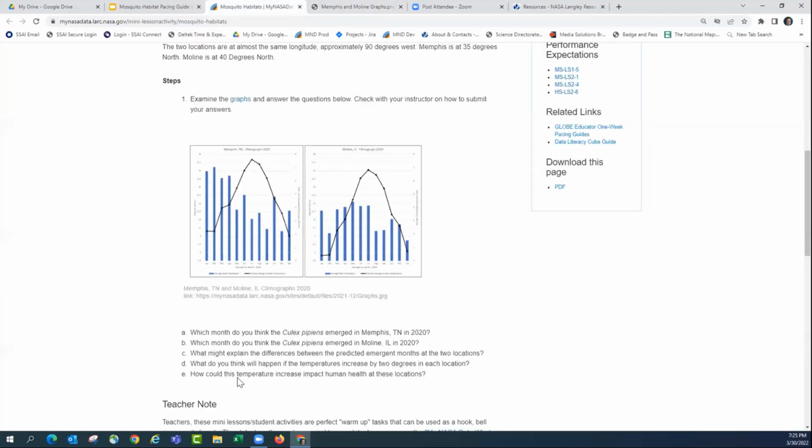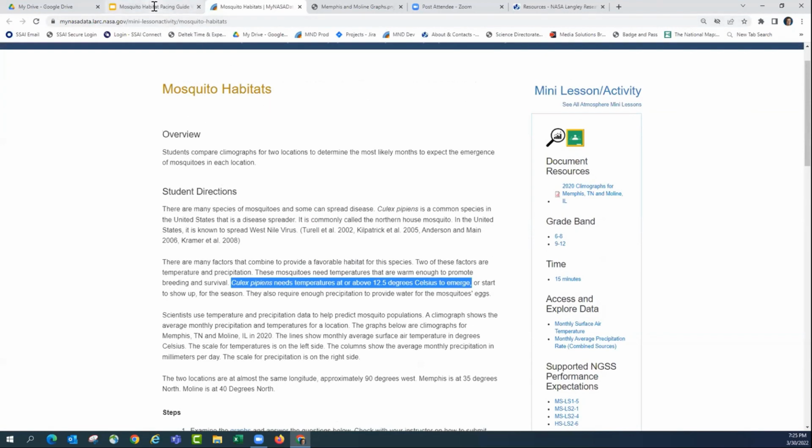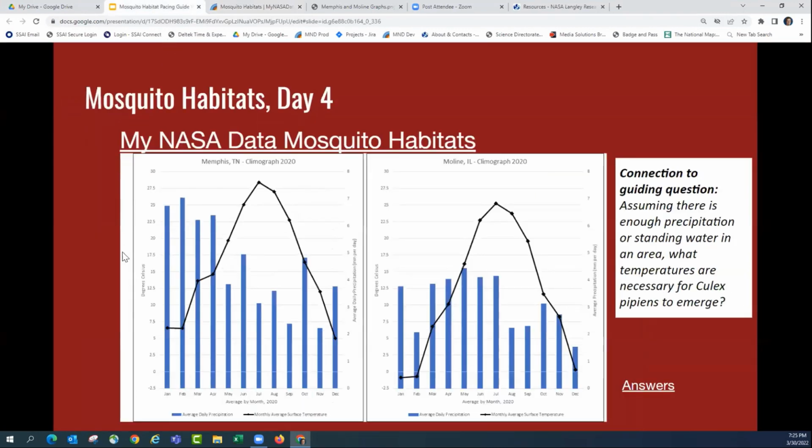And then how could this temperature increase impact human health? And hopefully they would note that perhaps there might be some more disease spread if there were more mosquito days. So this activity is out there, and it's a great little practice for them to look at a climograph with a real world application and to practice their graph reading skills and data literacy.